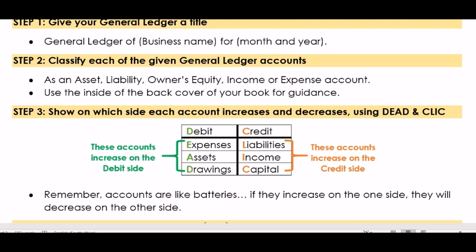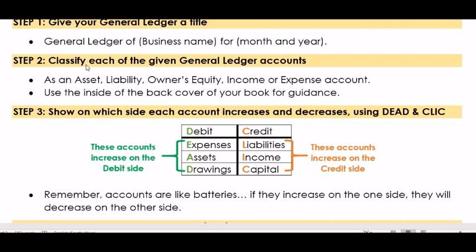I hope you have realized how important it is to know the back cover of your book and to know dead and click. One of the reasons why this is so important is because you will see that usually we only work on the sides where the accounts increase. There are 2 exceptions, however, and the 2 exceptions in Form 1 are only bank and trading inventory. So if you know your dead and click and you know on which side an account increases, then it would help you to never post an entry on the wrong side.